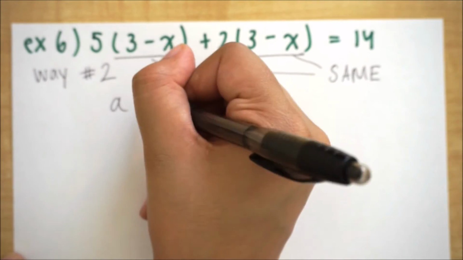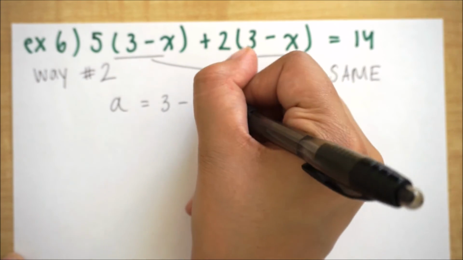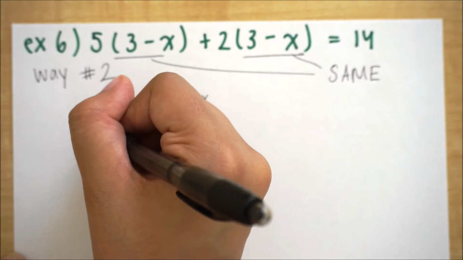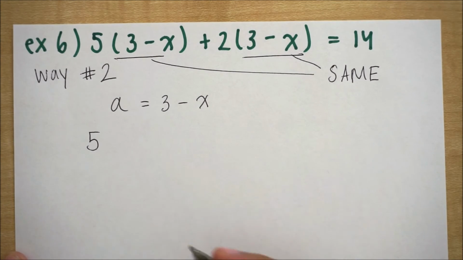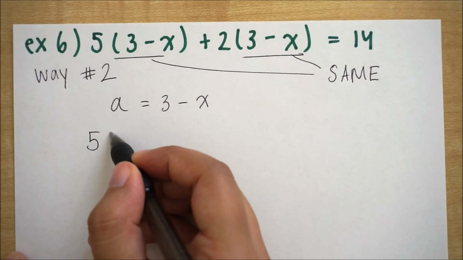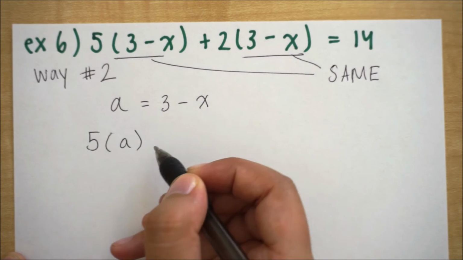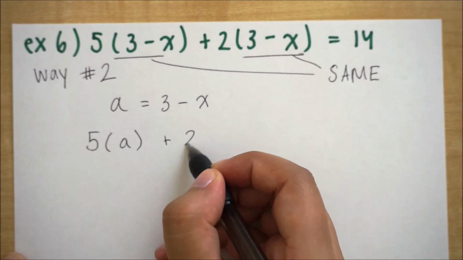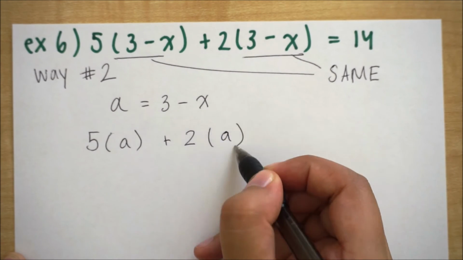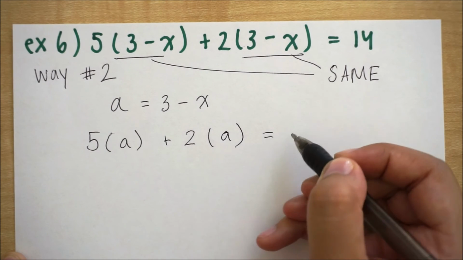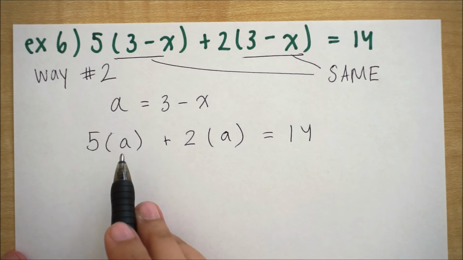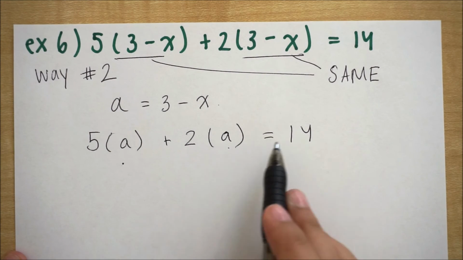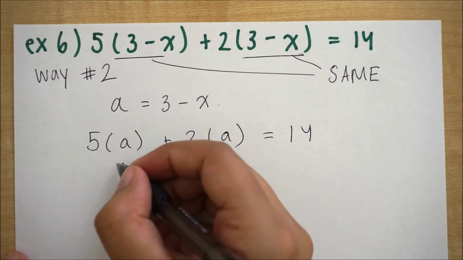So what we're going to do is take 3 minus x and store it in a variable, a. That variable can be a, b, c, any variable. So in my original problem, wherever it says 3 minus x, I'm going to go ahead and put a. So I have 5a plus 2a is equal to 14. So now I'm like, wow, this looks much better, right? So 5a plus 2a is equal to 14 is essentially my new problem.